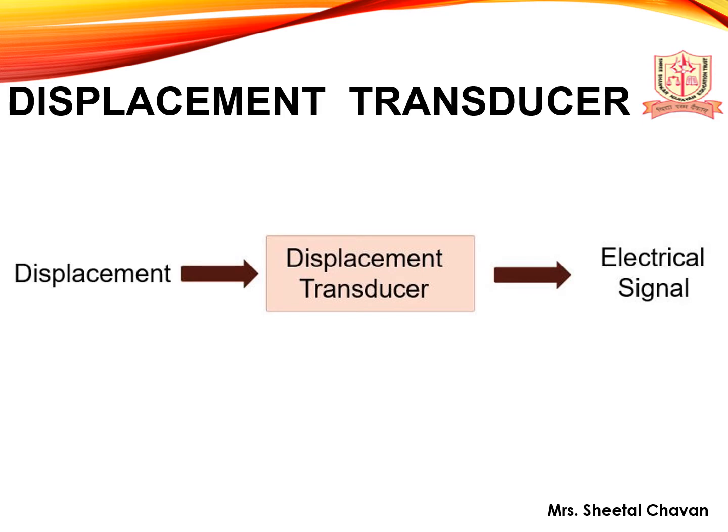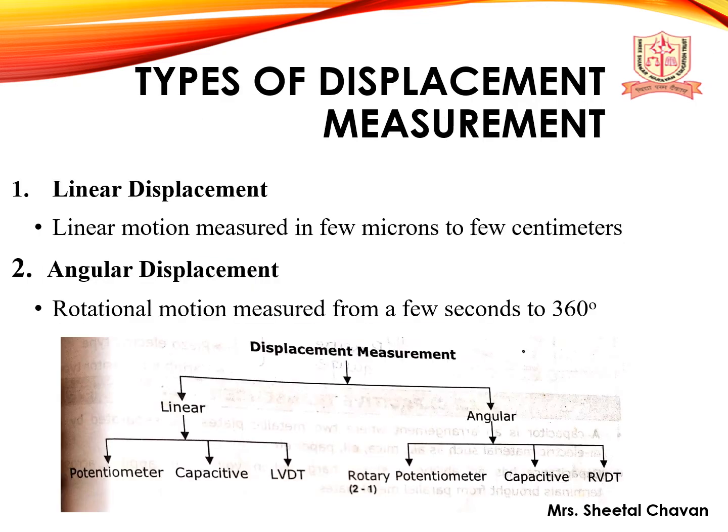Displacement transducer. A transducer is nothing but a device that converts one form of energy into another form. So here displacement is converted into electrical signals. Now let's see the different types of displacement measurement. There are two types. First is linear displacement, second is angular displacement.